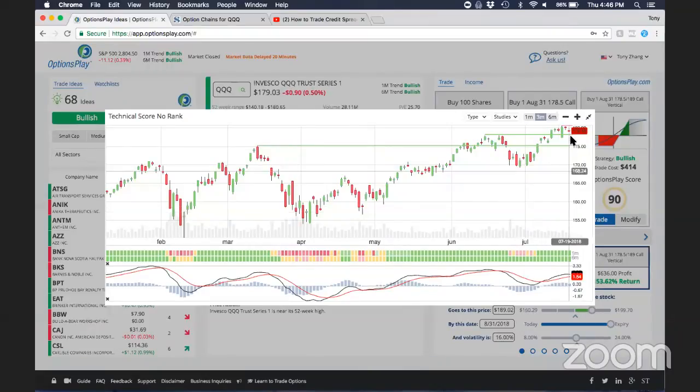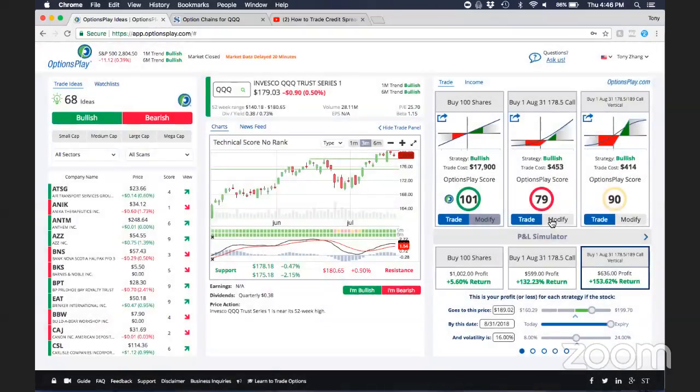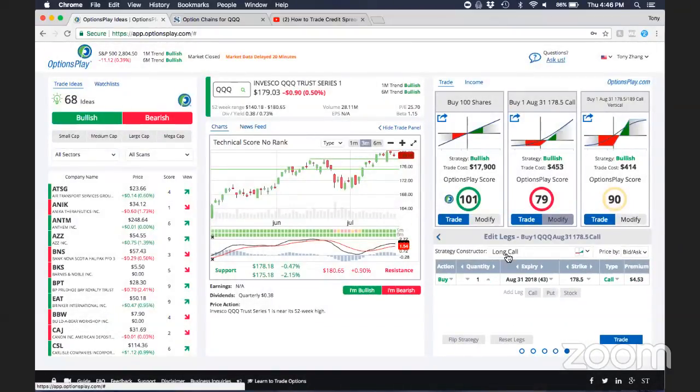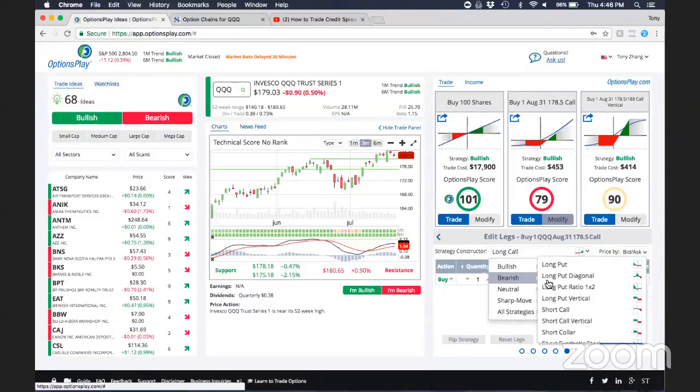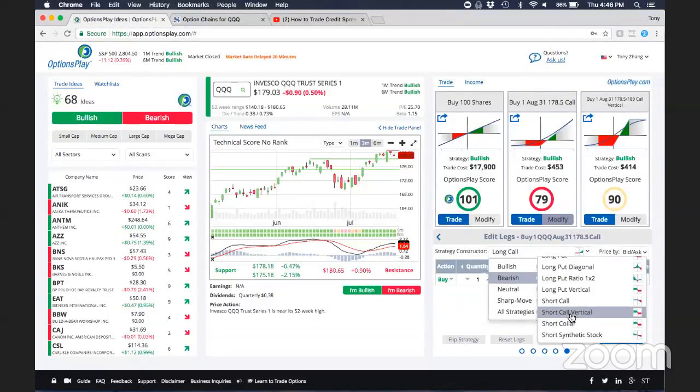So right now, I've identified what I would consider an overbought condition on the Qs, and it's starting to turn a little lower. So let's take a look at some credit spreads. First, I'm going to modify the strategy. We're going to use our strategy constructor. Like I said, you don't have to memorize how to construct any of these strategies. We do it for you. So let's click on bearish, and then we're going to do a short call vertical, which is the call credit spread to trade if you're bearish on the trade.